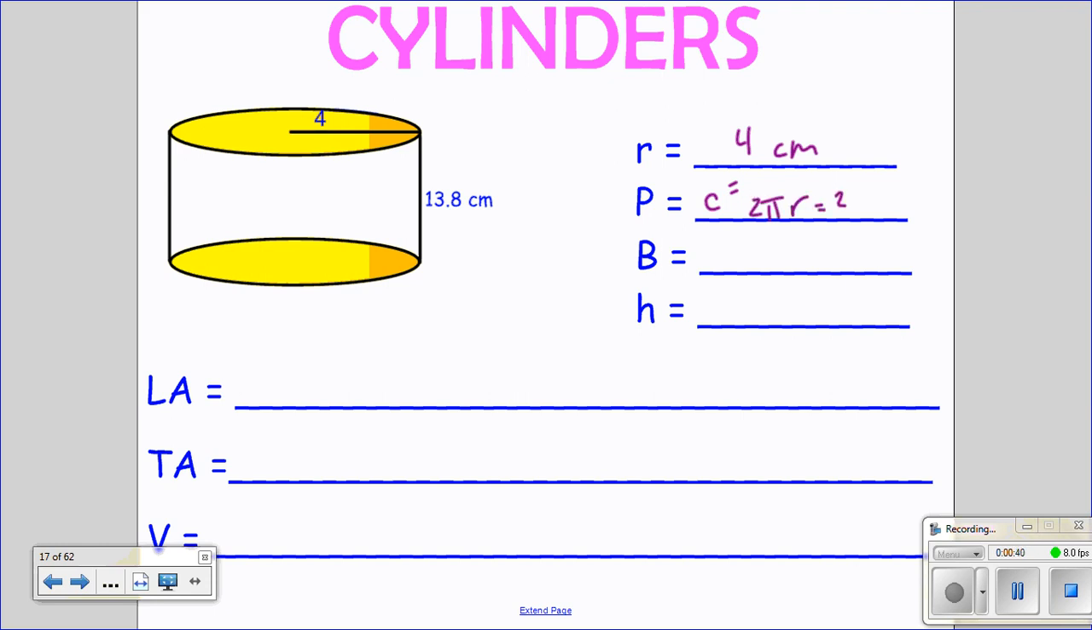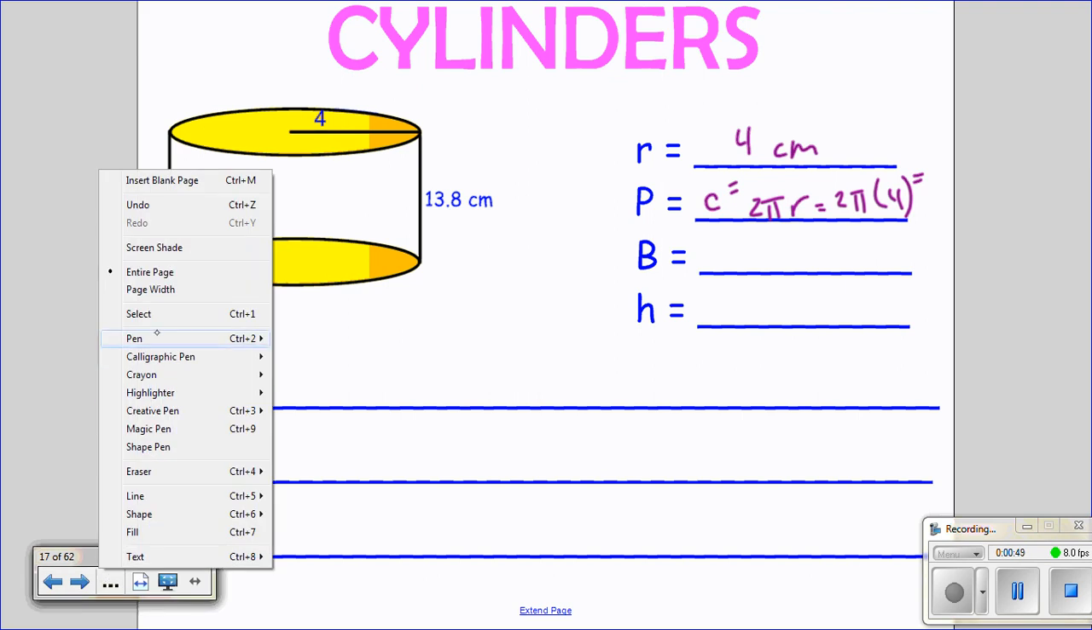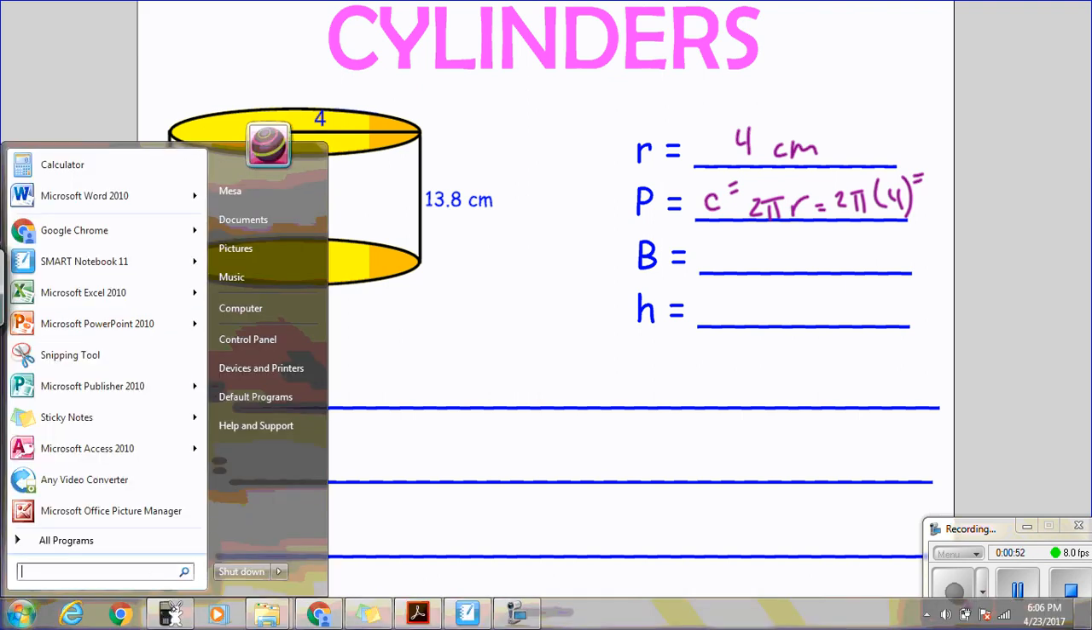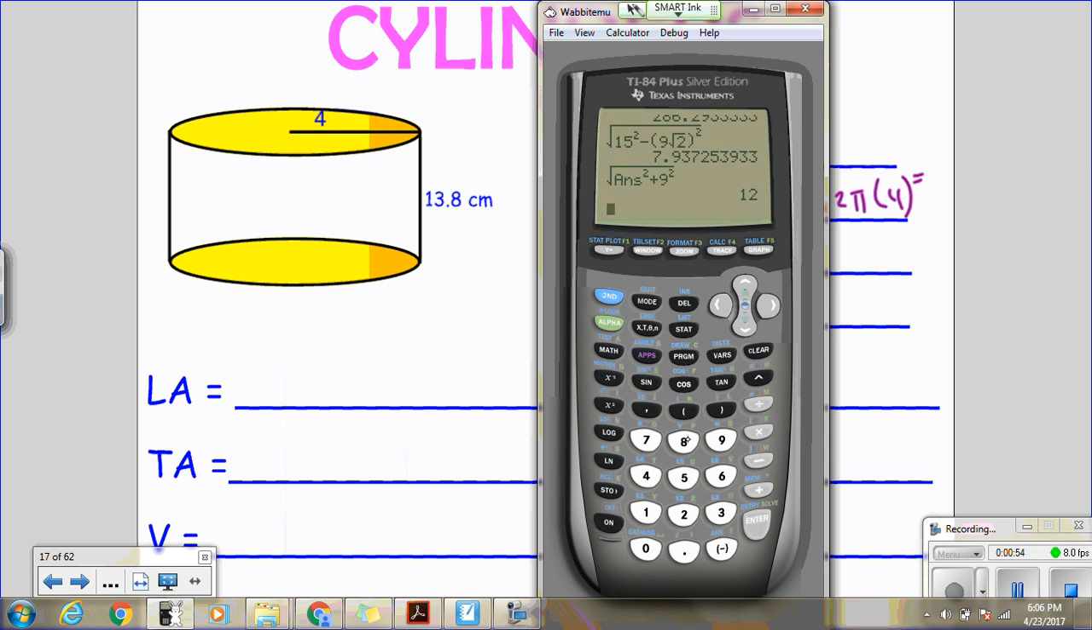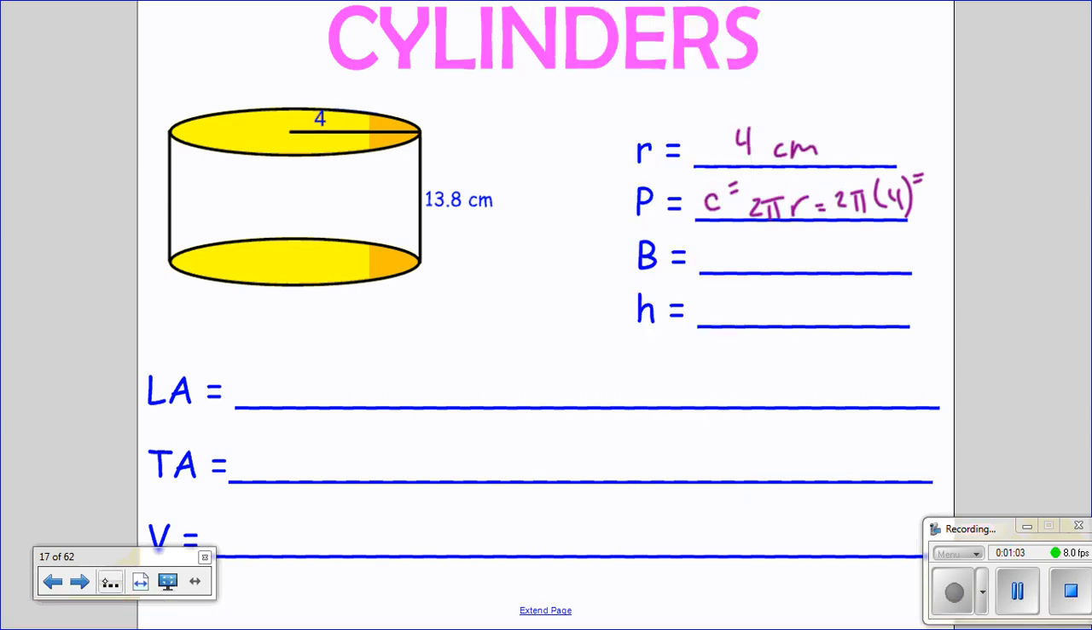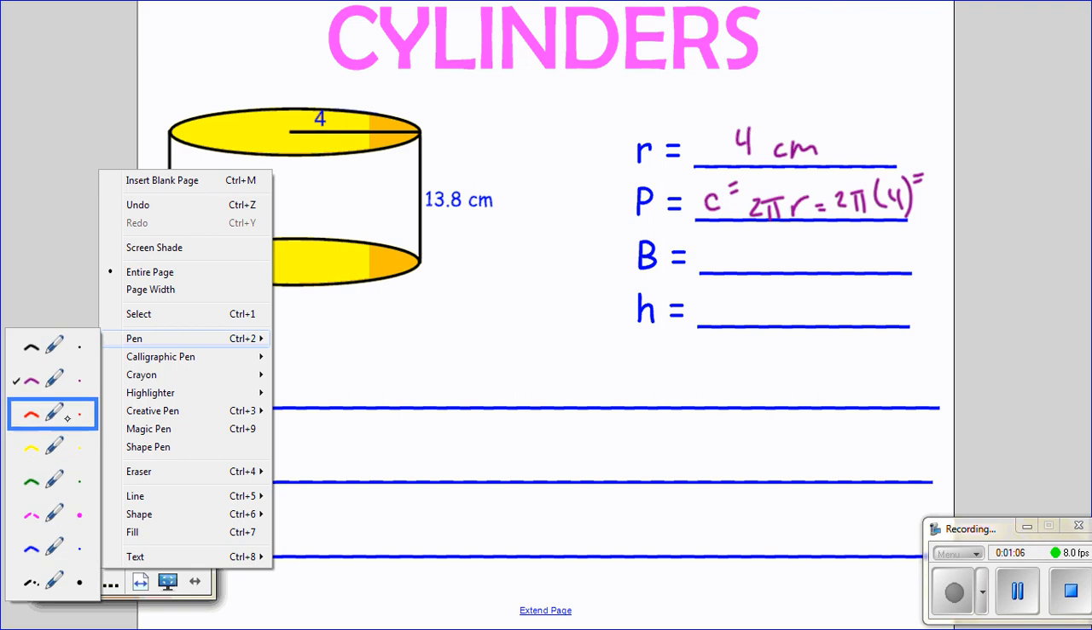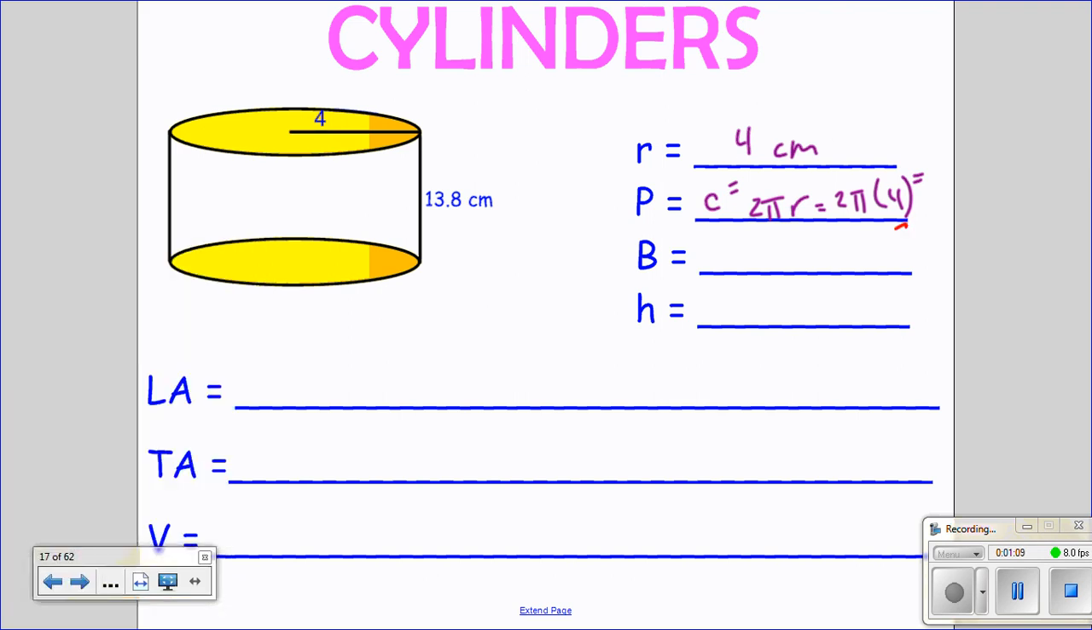So that means 2 times pi times 4, which is 8 pi, which is approximately 25.13 centimeters. All right, to find the base area, the area of a circle is pi times radius squared.